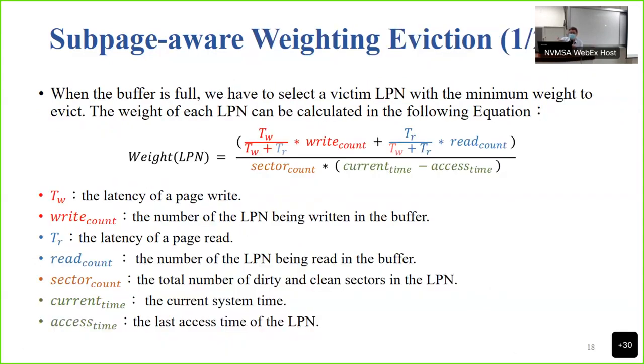So in the paper we define a weighting for each LPN, based on some parameters. Based on the weighting, we choose the LPN with the minimal weight to flush out, because an LPN with minimal weight is the one that is least recently used. We will select this LPN, then compact or non-compact it, and use mixed PPN to write this LPN, just as I said.